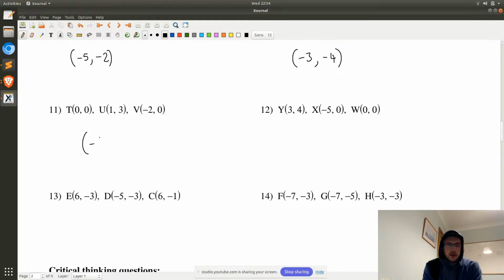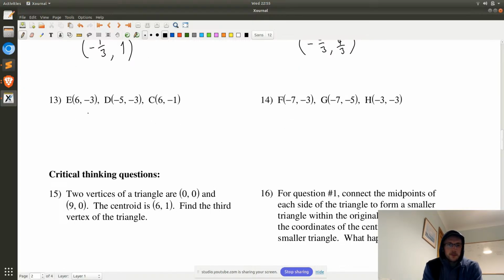Here it will be -1/3 and 1. And here it will be -2/3 and 4/3. And here it will be 7/3 and -7/3. Followed by finally -17/3, -11/3.